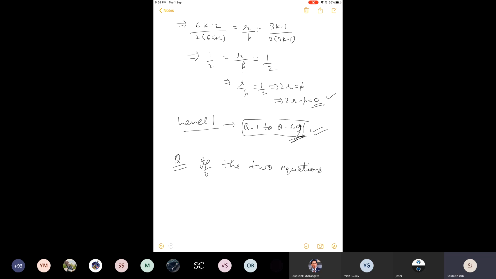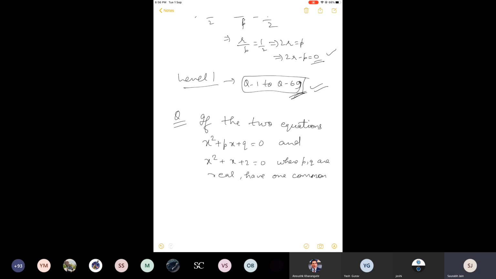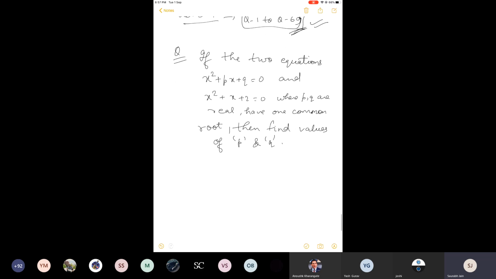So if the two equations x square plus px plus q equal to 0 and x square plus x plus 2 equals 0, where p and q are real, have one common root, then find values of p and q. See, this is a very good question. Let me see who can solve it. It is also the last question of the class. This topic will be over and we will also finish the class here only. Solve this and tell me the answer.